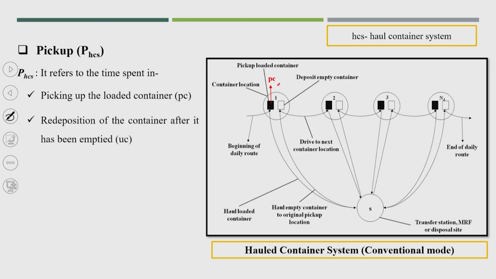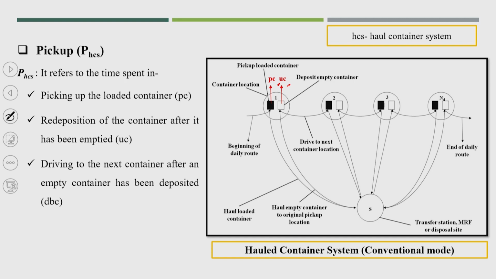Next is the redeposition of the container after it has been emptied, that is UC. This is UC, redeposition of the empty container, and driving to the next container after an empty container has been deposited. This is the DBC value. So, the sum of all these three unit operations is called the pickup time, or PHCS, that is PC plus UC plus DBC.